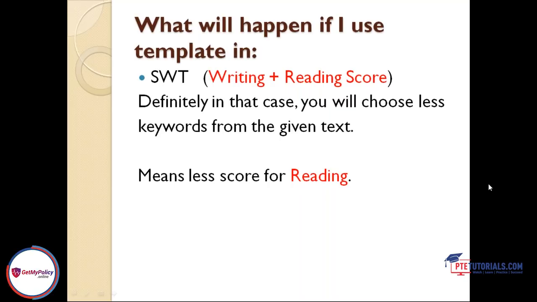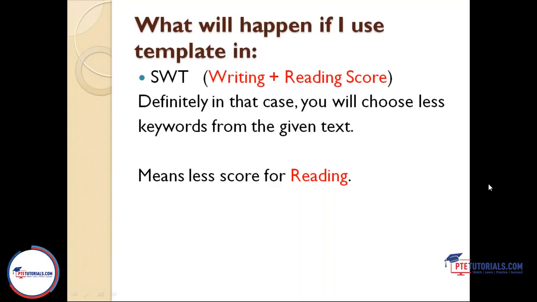Because my main purpose is to tell you people the correct way. If I say yes, then your reading score will be less, because the software will find the maximum. It will actually scan each and every word which you write in summarized written text. We people think, let's make the software fool, but the software is not fool. You can make the software fool only and only in describe image, because there you are getting only speaking score. Nothing else.